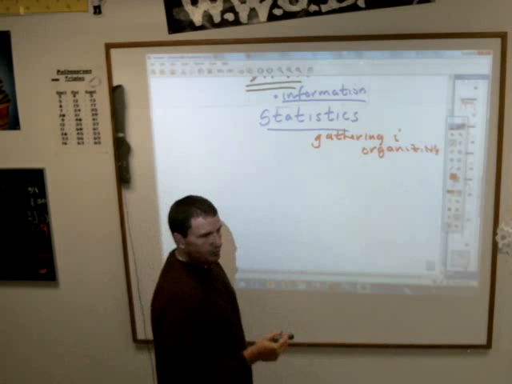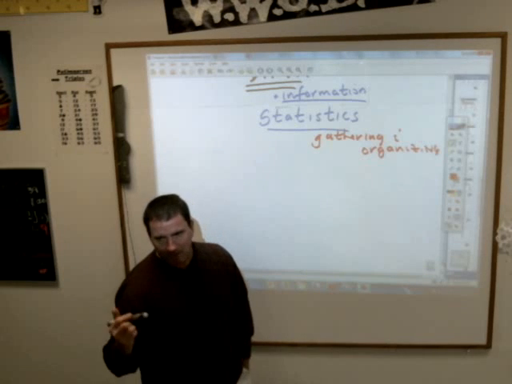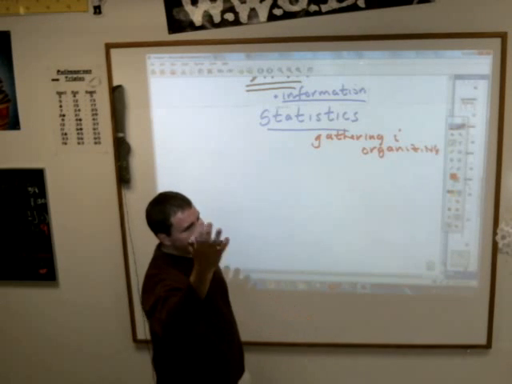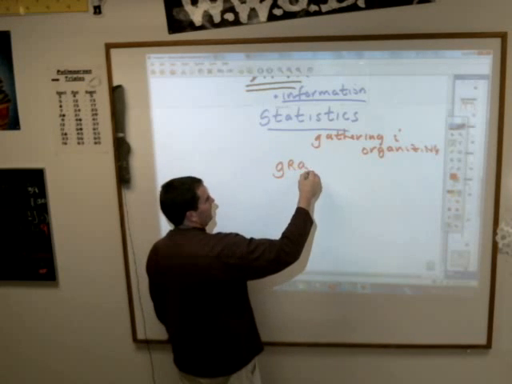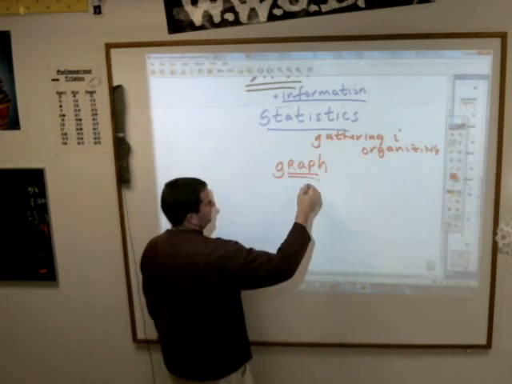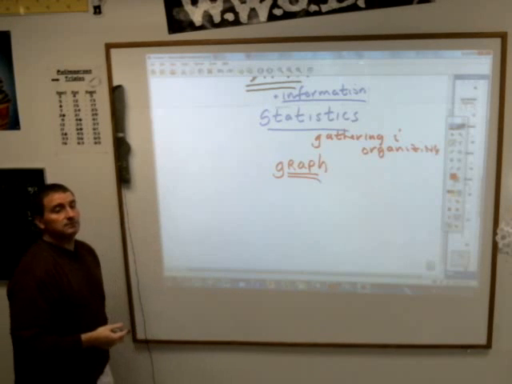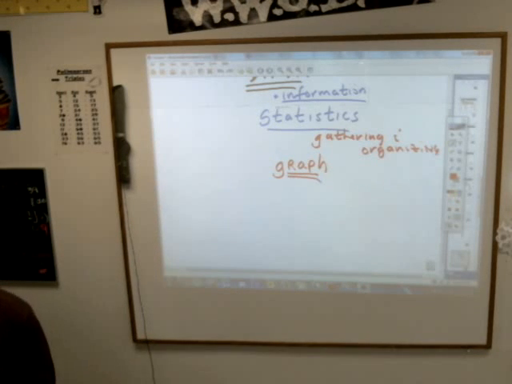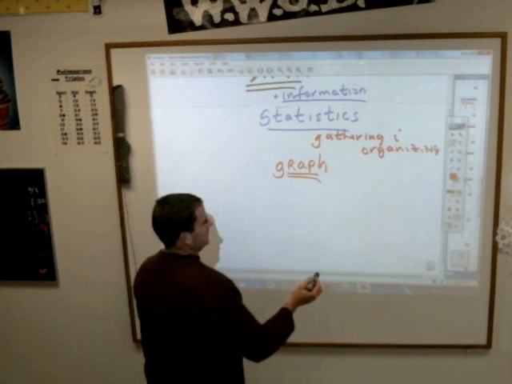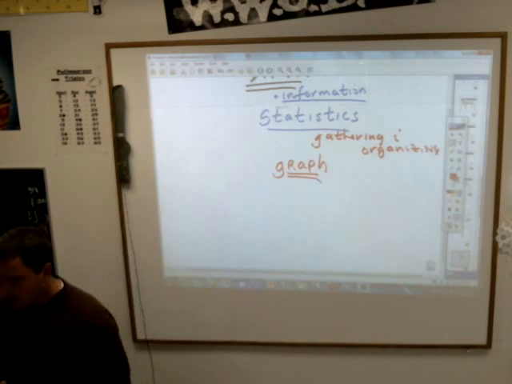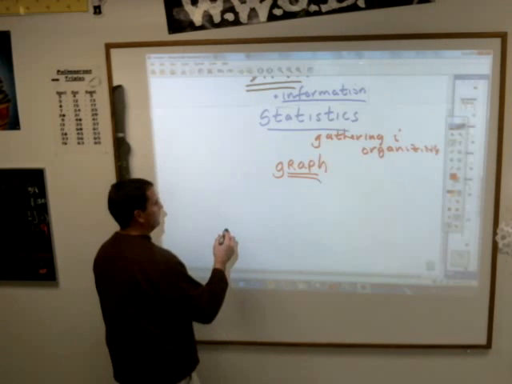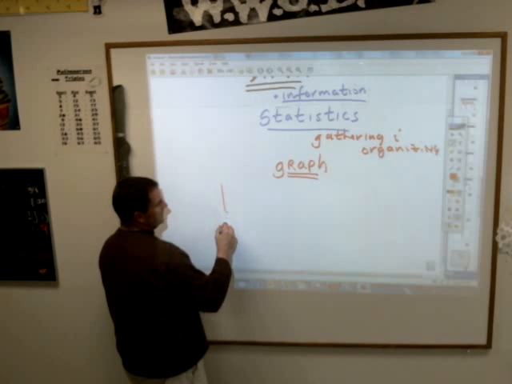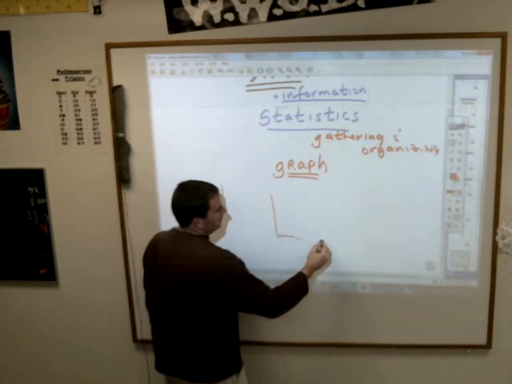So we need to organize it, and we do organize it. And how do we organize it usually? Usually we organize data by putting it in some sort of graph. We usually graph it to organize it, which is nothing more usually than doing some sort of a visual representation. Okay, open your books to page 211 because we're on investigation 4 there. One of the ways we organize data is with a bar graph.